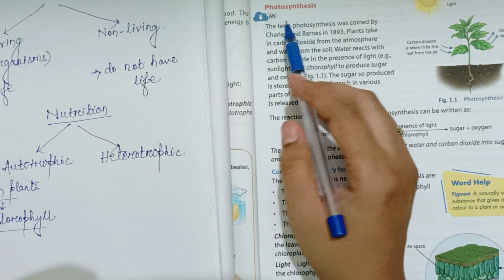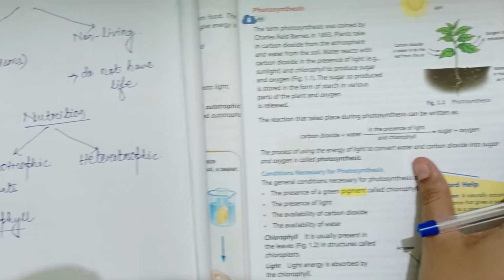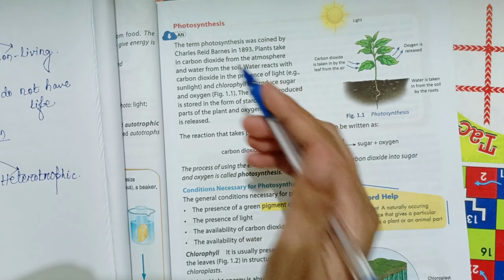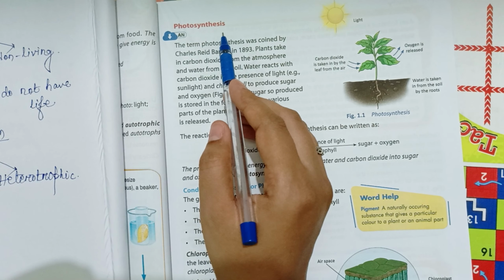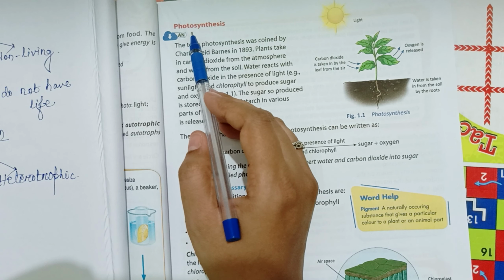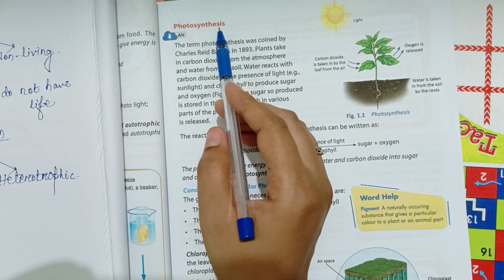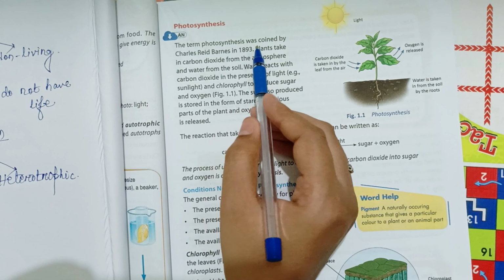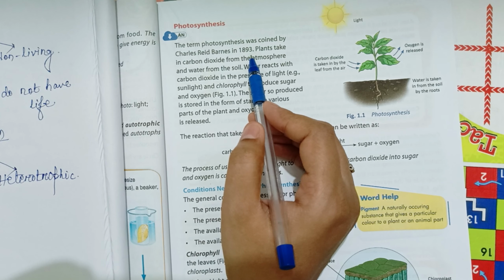Before moving on to the heterotrophic nutrition, here it is given about photosynthesis. Now let us learn in details about photosynthesis. What is photosynthesis? As we learned, photo means light, and synthesis means to form or to put them together. The term photosynthesis was coined by Charles Reid Barnes in 1893.